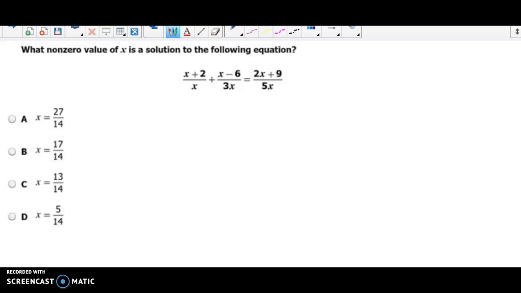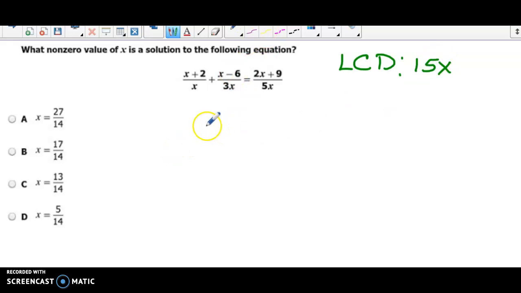All right, picking up with problem number 11. What non-zero value of x is a solution for the following equation? So we're looking again to find our least common denominator. So we look at all of the terms we have. We've got one x in each one of them, so we know we're going to have an x. And the smallest number that both 3 and 5 will go into is going to be 15.